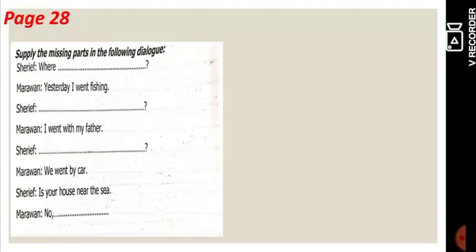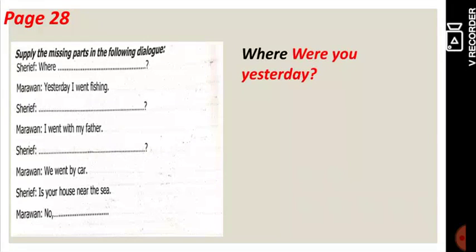Next, supply the missing parts in the following dialogue. We have another dialogue, Sharif and Marwan. Sharif asked where. Marwan answered, yesterday I went fishing. Sharif asked another question. Marwan answered, I went with my father. Sharif asked another question. Marwan, we went by car. Sharif asked, is your house near the sea? Marwan answered, no, and we haven't completed the question.